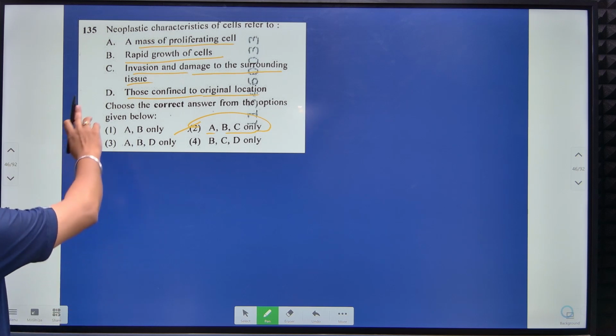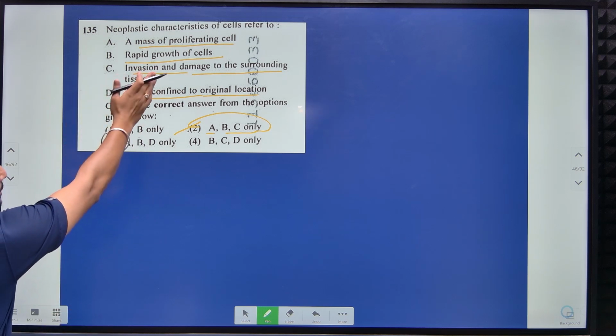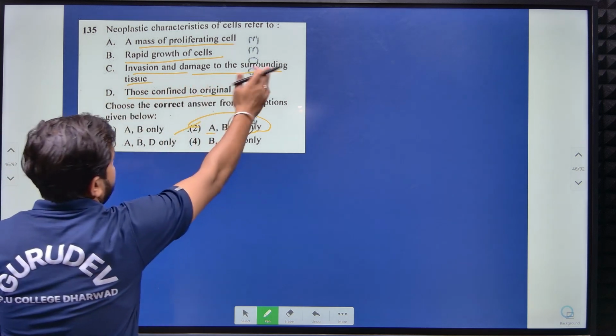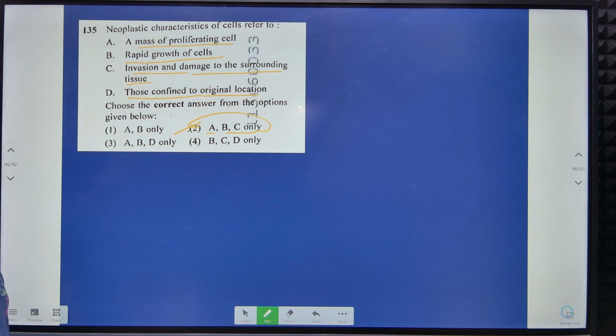So that is a mass of proliferating cells, then rapid growth of cells we are going to find out, then invasion and damage to the surrounding tissue. That is what I am going to find out with respect to neoplastic characteristics of a cell.